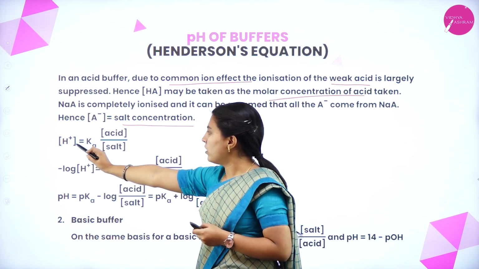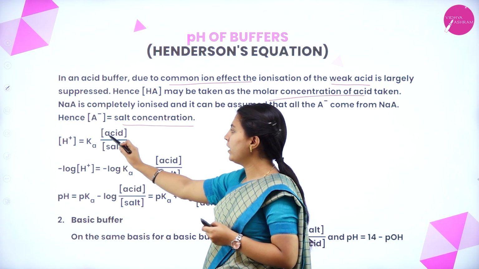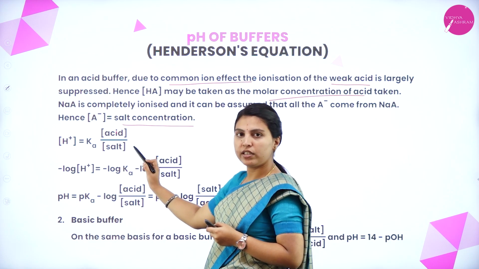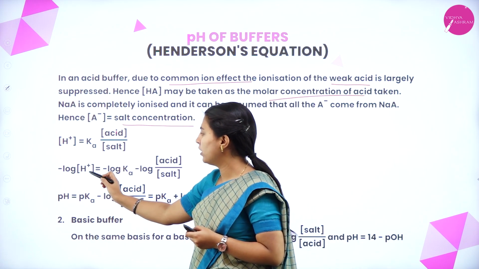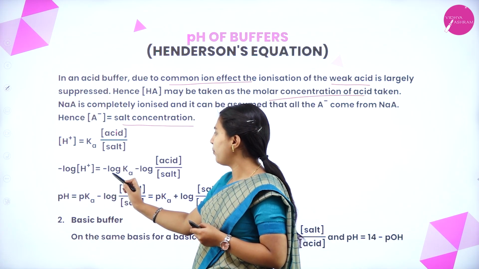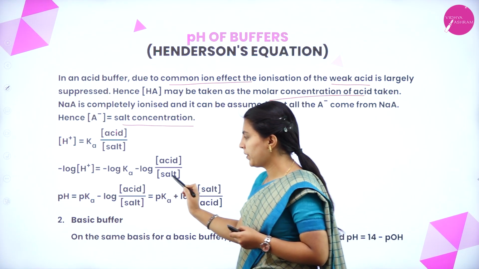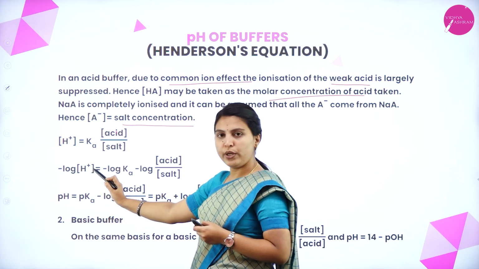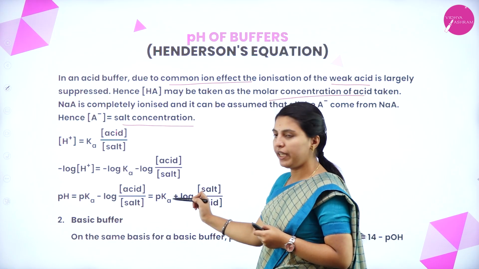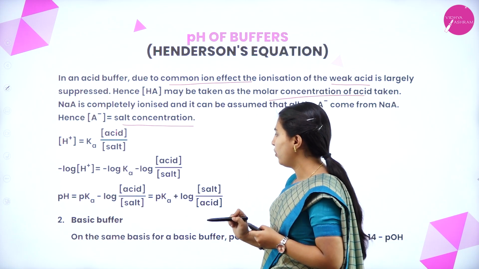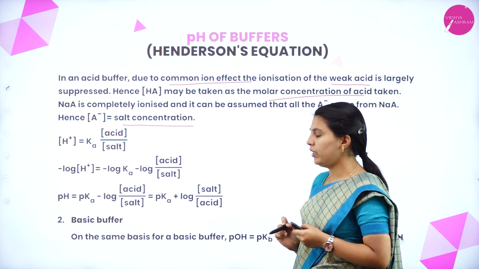So here concentration of H plus equals Ka, the dissociation constant, times concentration of acid divided by concentration of salt. If we take logs, minus log of concentration of H plus equals minus log Ka minus log of concentration of acid by concentration of salt. Then minus log of H plus will be considered as pH, so pH equals pKa minus log of acid by salt. What will happen? pKa plus log of salt by acid will form.